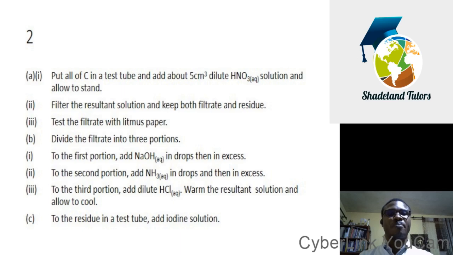To the first portion, add NaOH aqueous in drops, then in excess. To the second portion, add aqueous ammonia in drops and then in excess. To the third portion, add dilute HCl, warm the resultant solution, and allow to cool. To the residue in a test tube, add iodine solution.